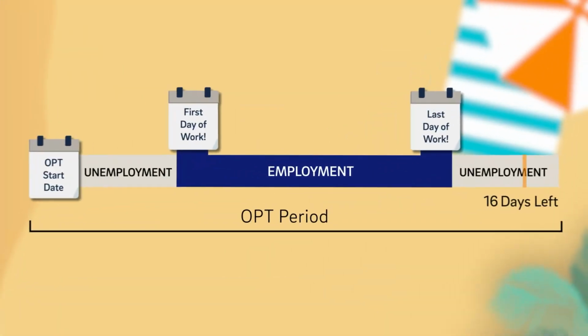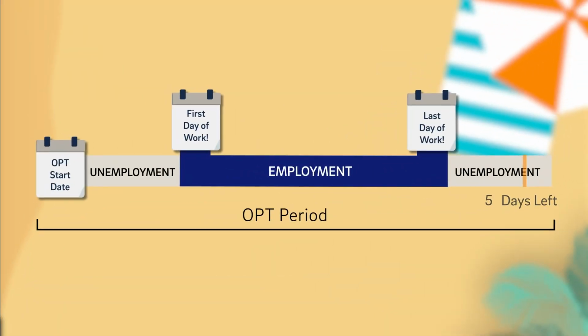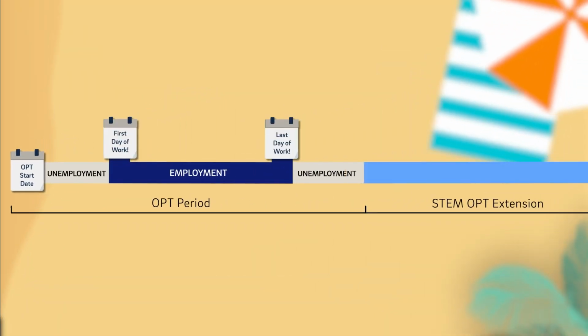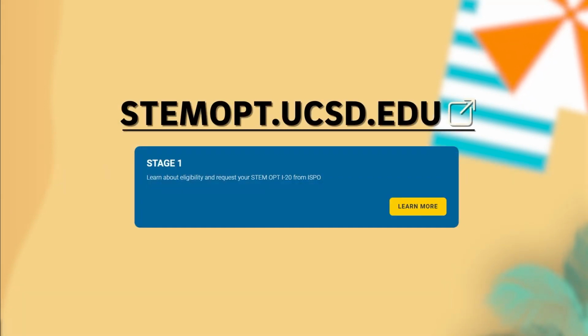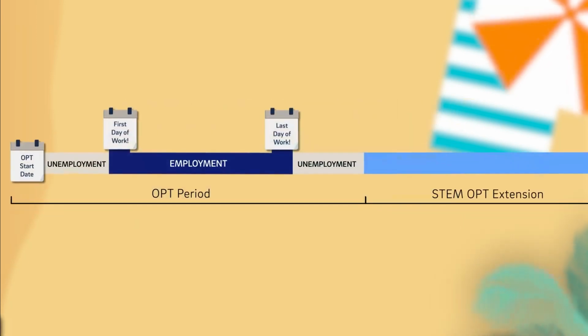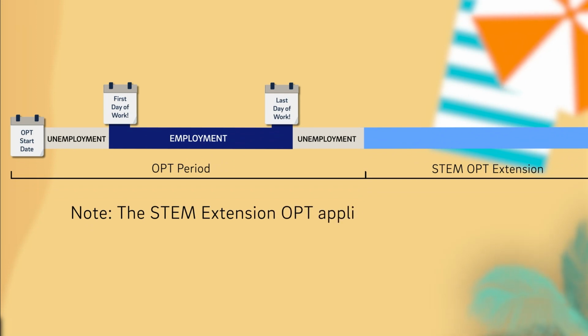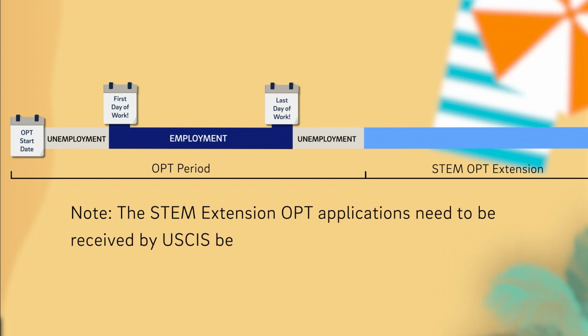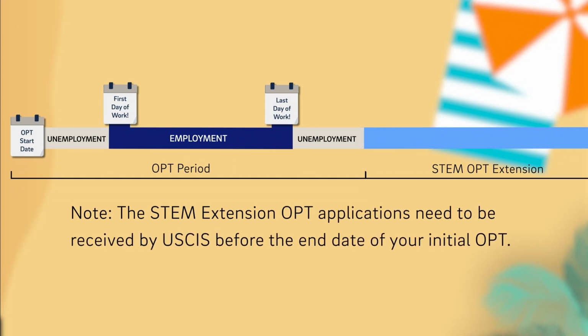As you approach the end of your OPT employment period, you may be eligible for a 2-year science, technology, engineering, or math, or STEM OPT extension. To see if you are eligible for a STEM OPT extension, please visit Stage 1 of STEM OPT on ISPO's website. Note that the STEM Extension OPT applications need to be received by USCIS before the end date of your initial OPT.